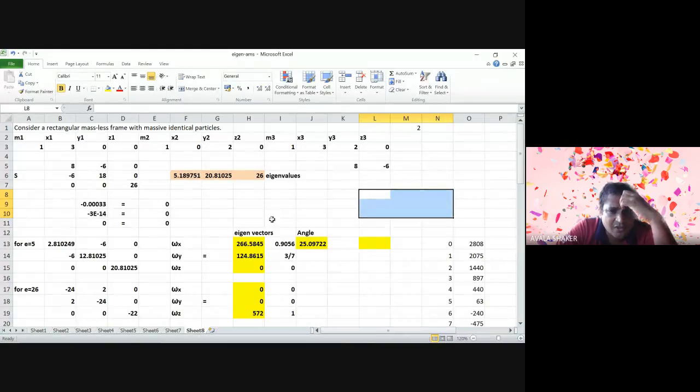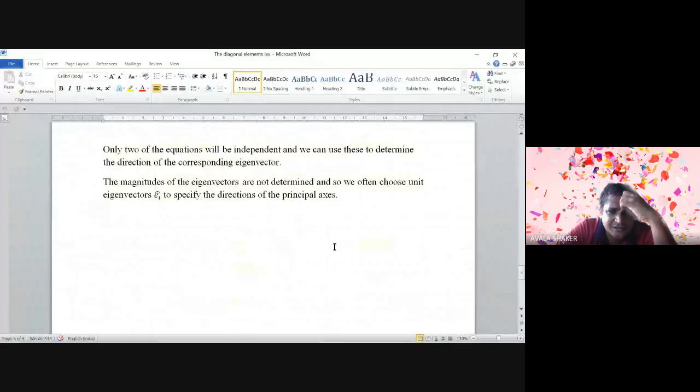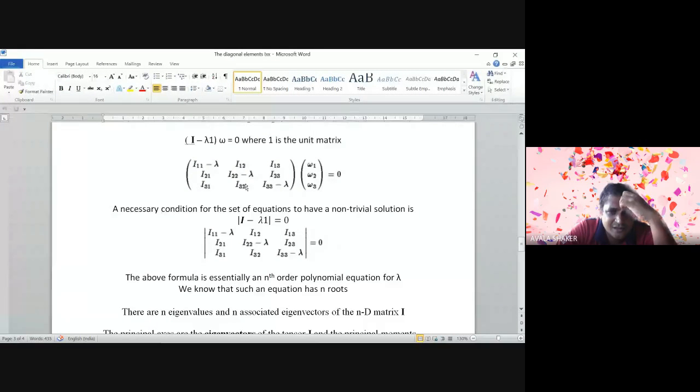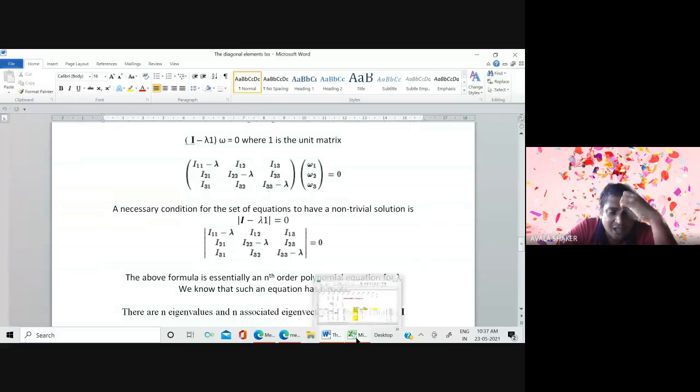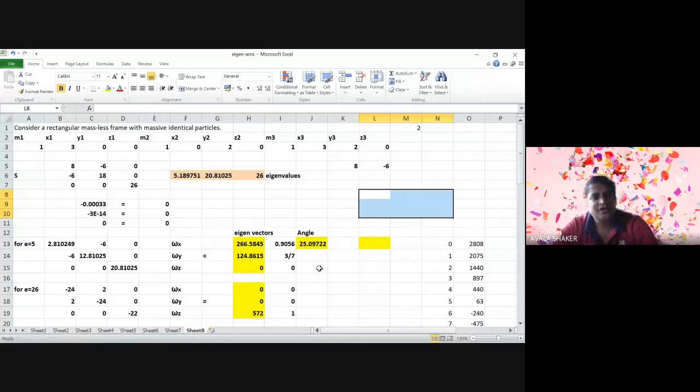Now how about finding the eigenvectors? So we know this. Now remember, your right hand side is 0. These are homogeneous equations, right? So we have calculated this, we have got this, the right hand side is 0. Now when you try to solve in Excel, it will give you 0 as an obvious solution to all of them.